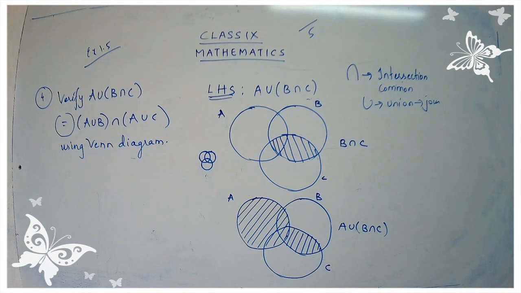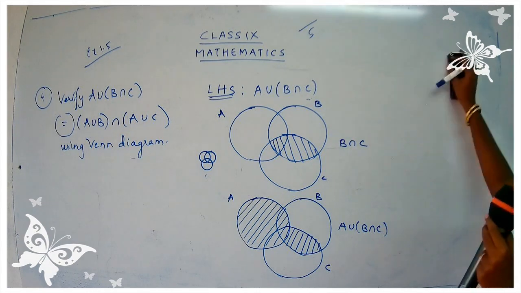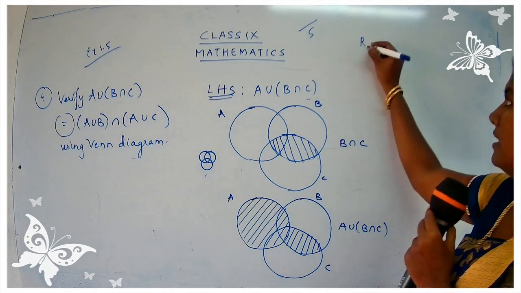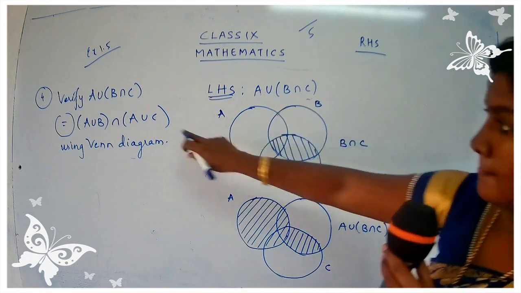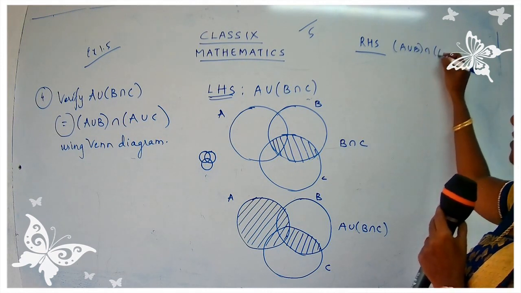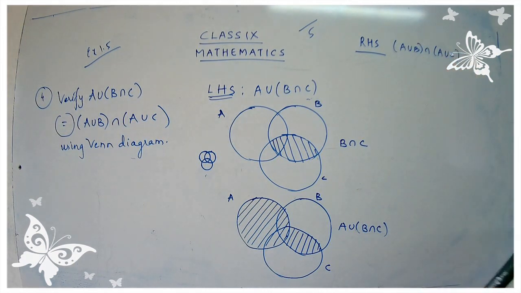So now we are going to move to the RHS. Shall we start for the RHS part, children? Okay. Write down RHS. Give the heading RHS. A union B intersection A union C. Write down A union B intersection A union C. I hope you are clear with this part, children. It is an easy part and a scoring part.